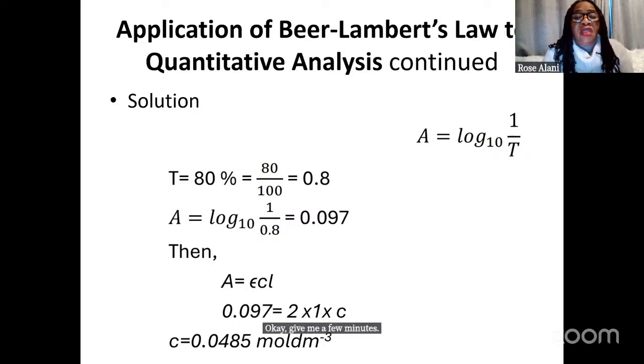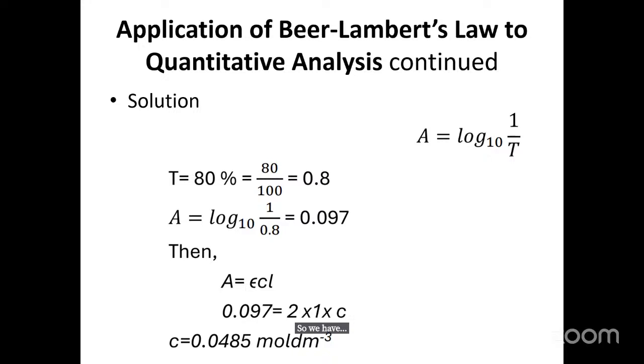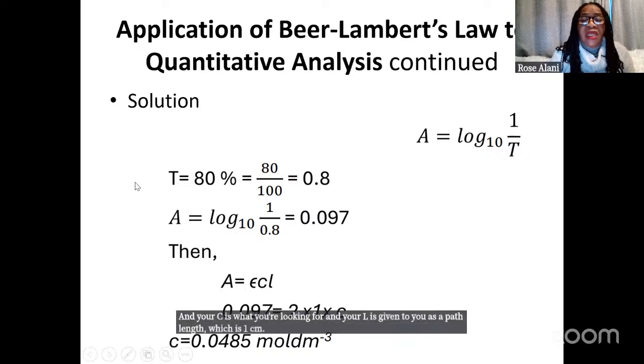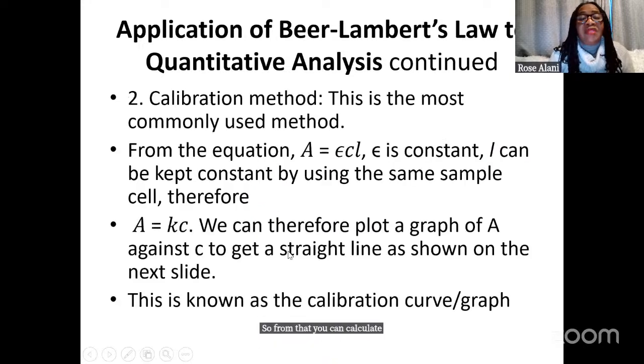So, we have A is equal to ECL. You now put in your A, which is 0.097. Your E is given to you as 2, and your C is what you're looking for. Your L is given to you as a path length, which is 1 cm. So from that, you can calculate your C as seen here. I believe it is very clear.